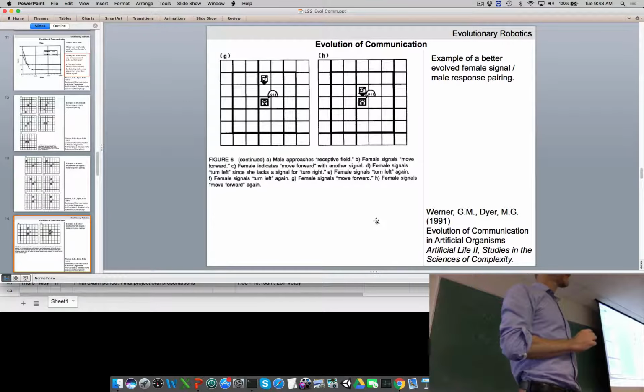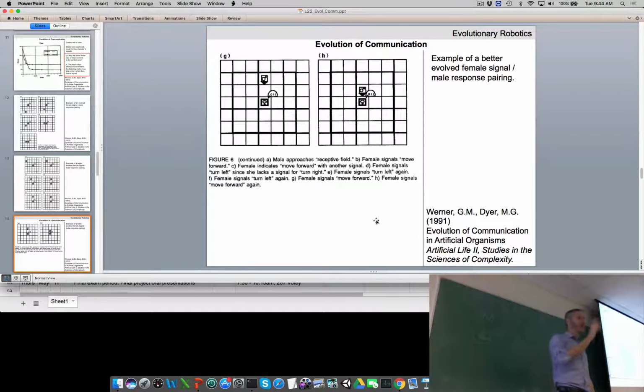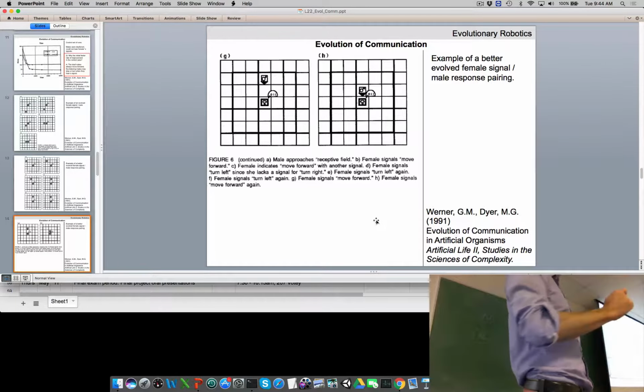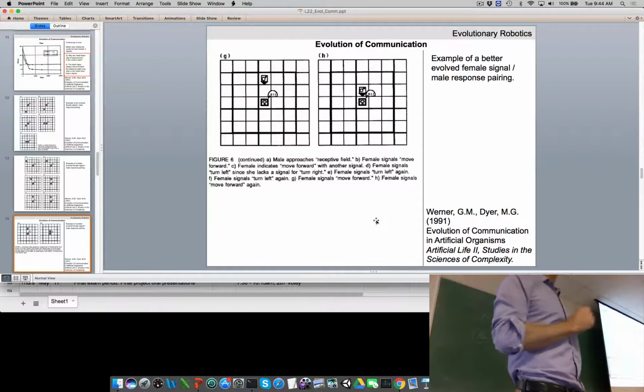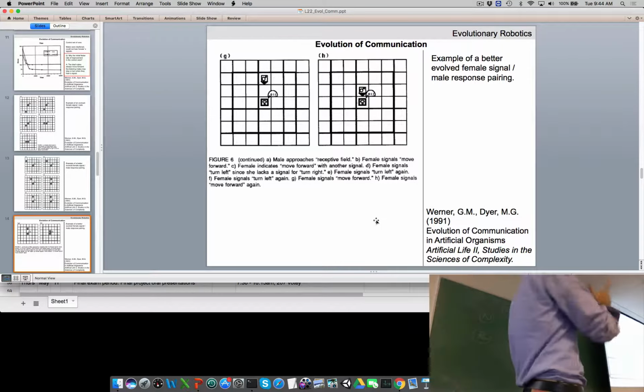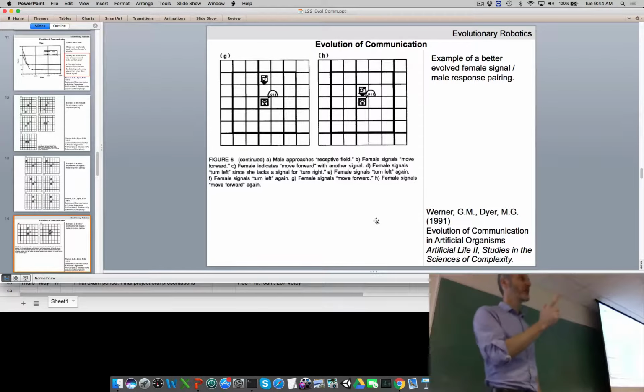Make sense? Okay. Turns out in this experiment, we got the evolution of communication where the females emitted these 2 different signals and the males responded appropriately. It turns out that there is a more sophisticated language that can evolve between males and females in this simplified experiment, in this simplified environment. We've run out of time, so we'll look at that more sophisticated signaling strategy on Thursday.